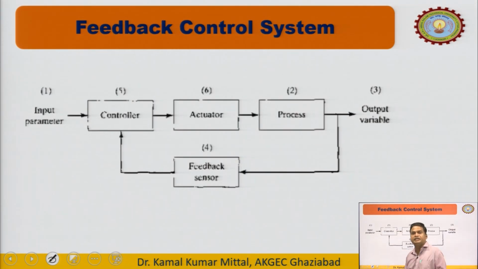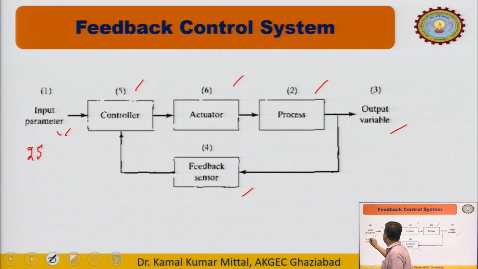Now, we can take an example of this system, feedback control system. In this, what is there? There are 6 elements, 6 parameters. One is input parameter, second is process, third output variable, fourth sensor, fifth controller, then sixth actuator. So, input parameter: suppose we have to maintain the system or a room at 25 degrees Celsius. So, input parameter is 25 degrees Celsius.